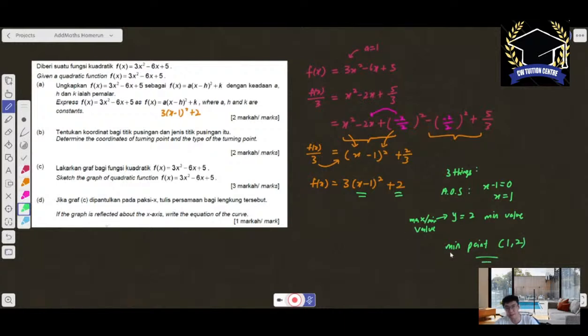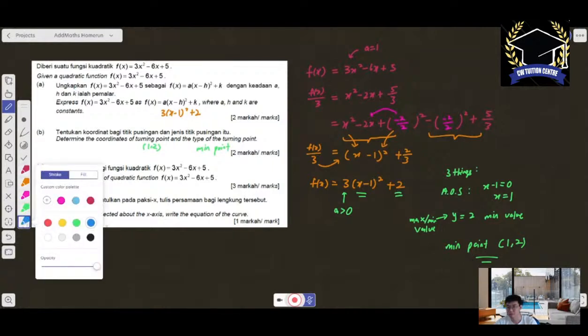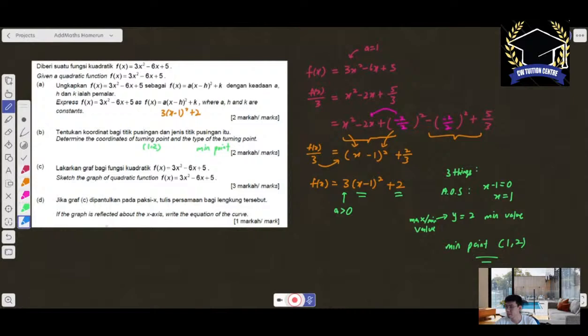Why do I know it's a minimum point? Because your A is positive. If A is negative, then you say it's maximum. But this one, A is positive, so it's a minimum point. We know it's more than 0. So we write down 1, 2, minimum point. If you understand, just put an emoji so I know that you understand.